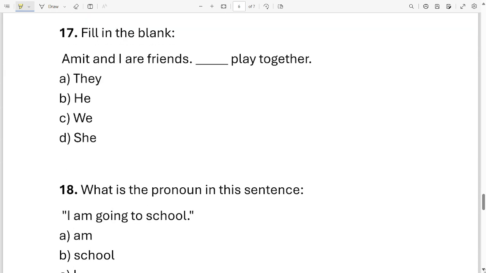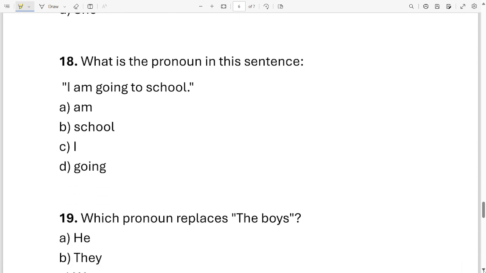Question number 17. Fill in the blank. Amit and I are friends. Dash play together. Now, which word should I put over here? Your options are they, he, we, she. Which one should I put in this blank? It is option C. Amit and I are friends. We play together.